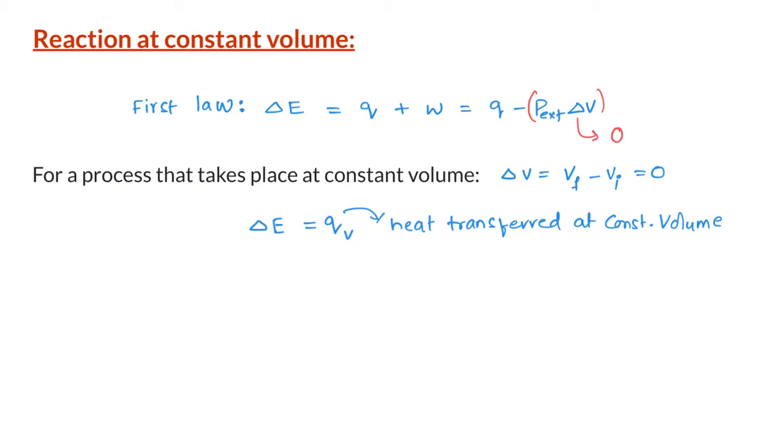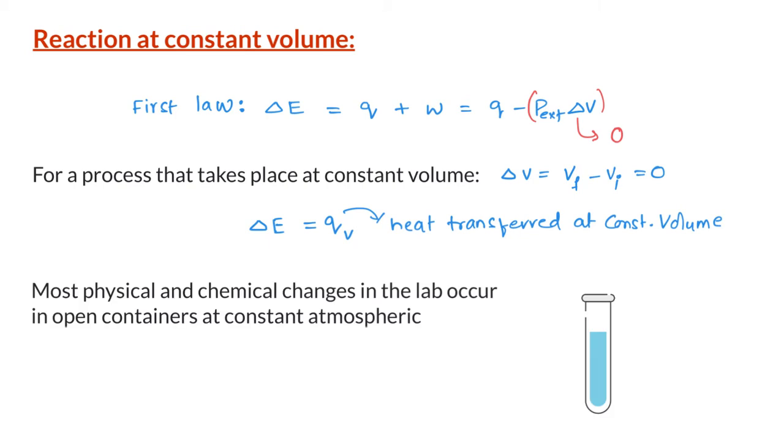So, if we want to measure the change in internal energy of a reaction, we perform that reaction in a sealed container at constant volume and measure the amount of heat released or absorbed during that reaction. However, most of the chemical reactions in the lab occur in open containers or test tubes at constant atmospheric pressure. Therefore, scientists proposed a new function or property called enthalpy to better define the energetics of these chemical reactions that are happening at constant pressure.